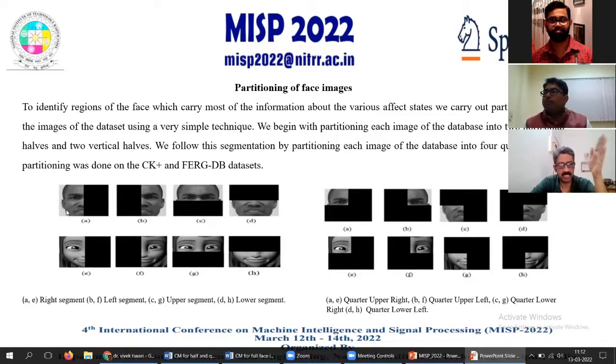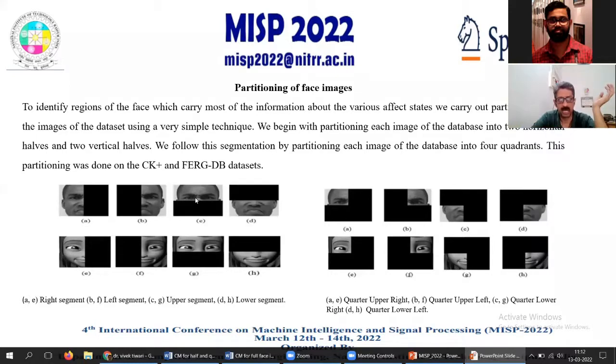The partition was to separate the images into 4 quadrants. So this was the right quadrant, left quadrant, upper part, and the lower segment. This was for the Cohn-Kanade data set, while this was for the FERG-DB data set, the animated one.